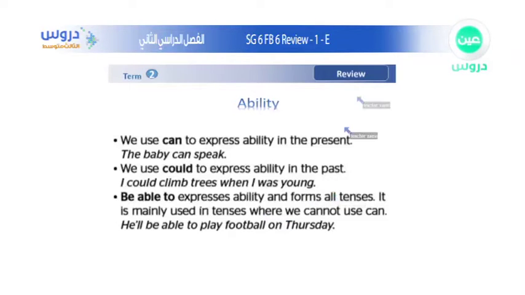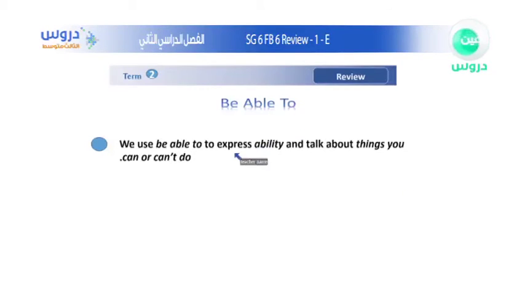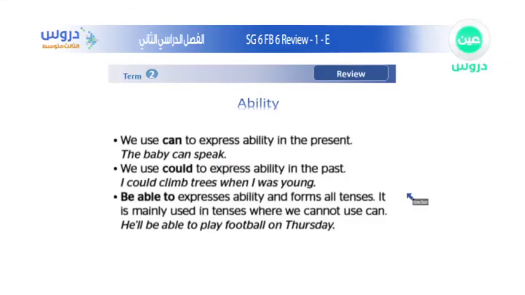Okay, so let's go to the previous slide. I just want to mention something here. Mr. Abdullah, two. Remember this? We use be able to express ability and talk about things you can or can't do. So it's not a duplicate. It's part of the sentence. Okay, but different tools.